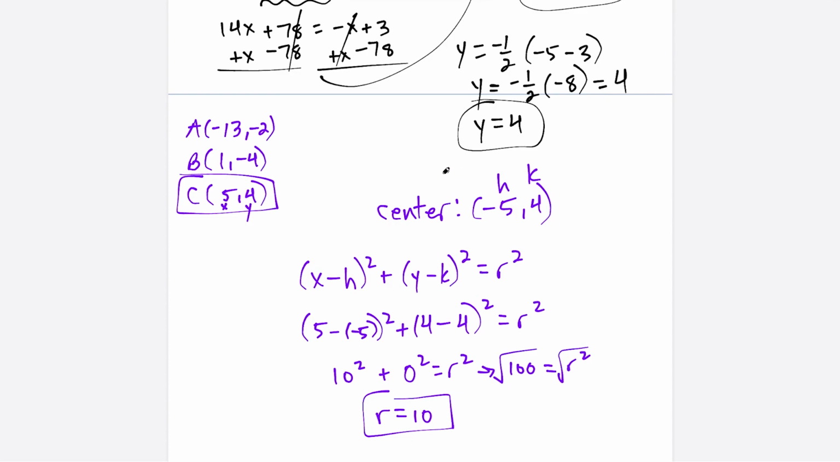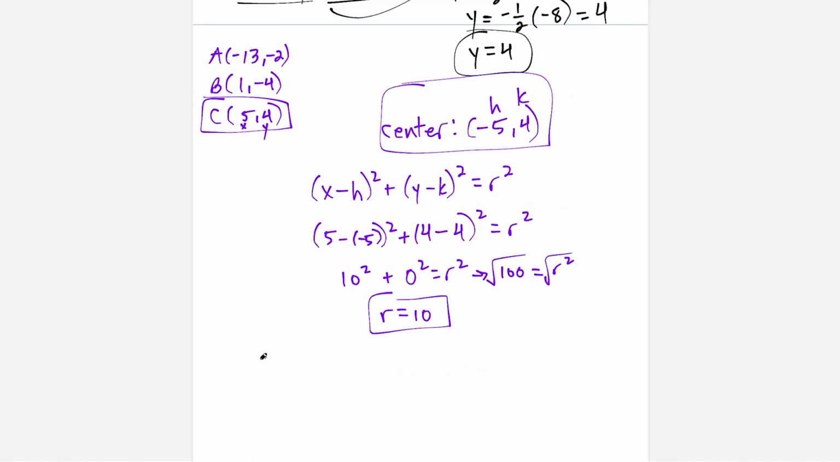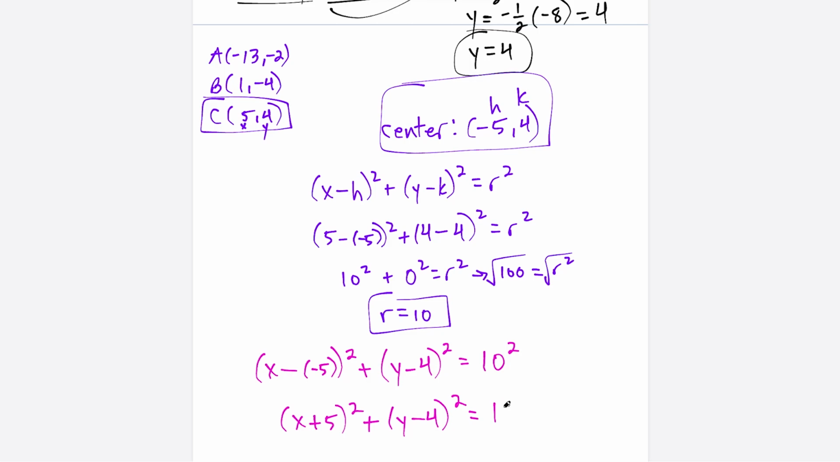So now we have the center of our circle and the radius of our circle. So we could write the equation for our circle. So now our final equation here, we have x minus h, and h is equal to negative 5. So we have x minus negative 5, and this is being squared, plus, in parentheses, we have y minus k squared, so we have y minus 4 squared, is equal to the radius squared, so we have 10 squared. And now if we want to simplify this, we're going to have x minus negative 5, or x plus 5 squared, and then we have plus y minus 4 squared is equal to 10 squared, which is 100.